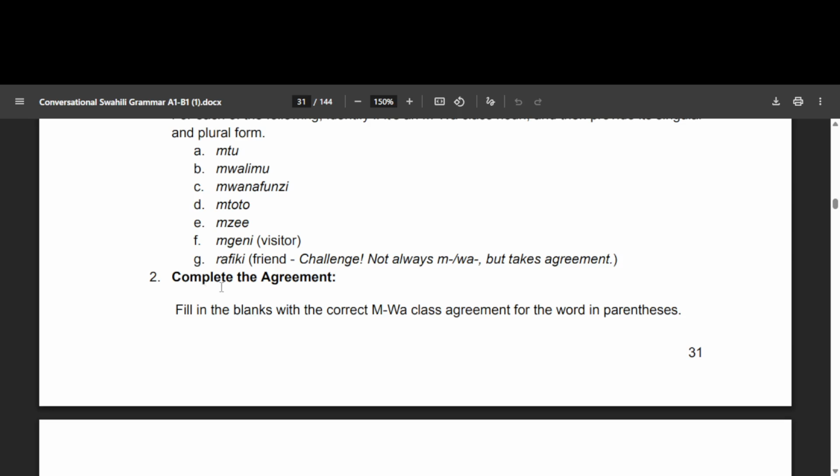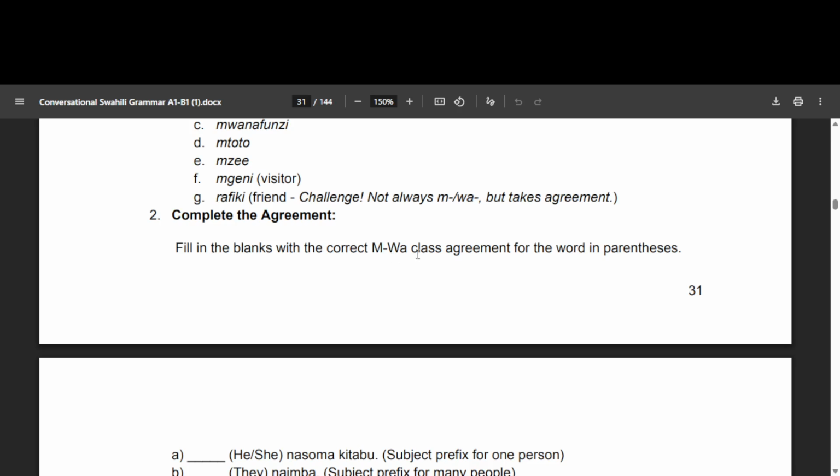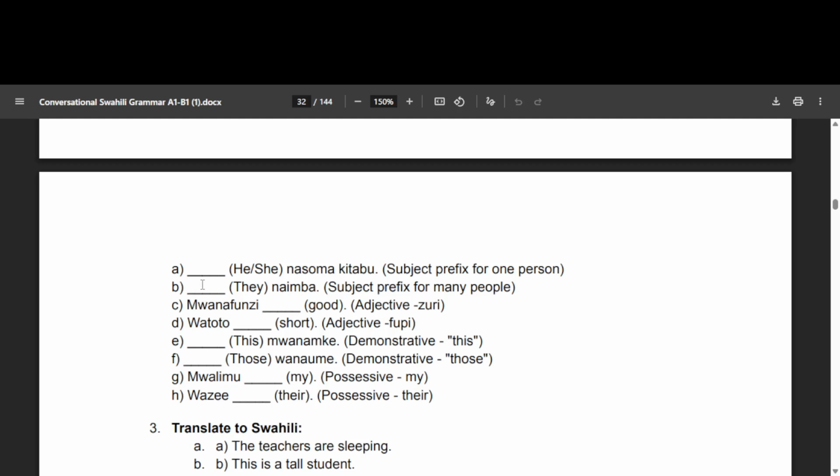Complete the agreement. Fill in the blanks with the correct M-WA class agreement for the words in parentheses. Now, one. We want to say he or she is reading a book. Anasoma kitabu. How would you say he or she is reading the book? B. They are singing. We need to put the subject prefix for many people.